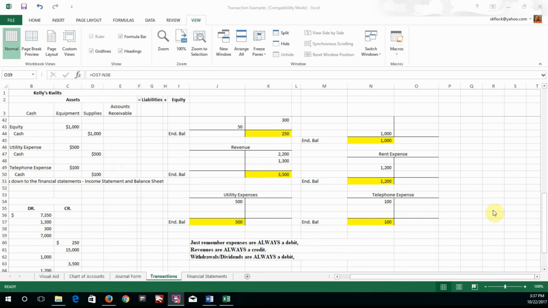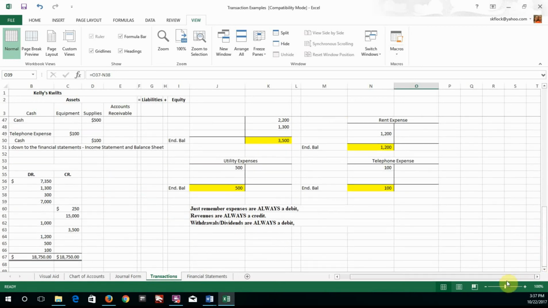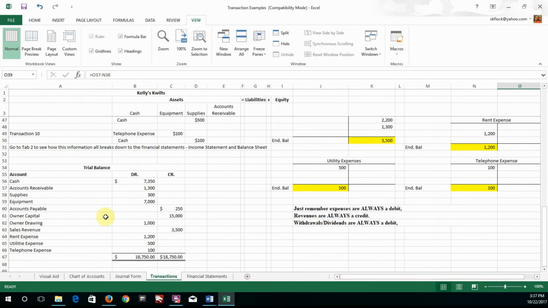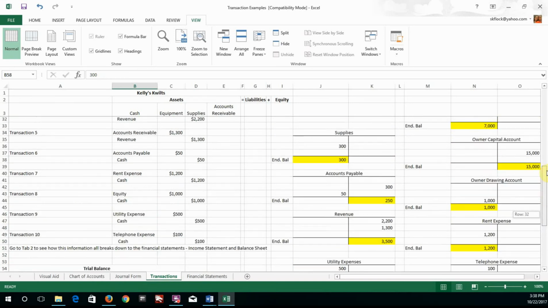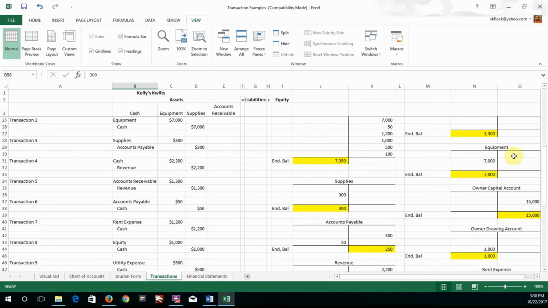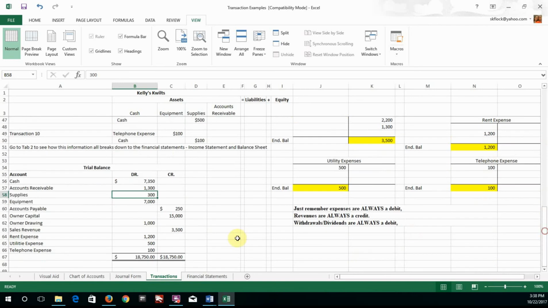Now, the last item before you get into creating the financial statements is to create your trial balance. The trial balance is just a summary of all of the accounts and what their ending balance is. Once you've done these T accounts, you can grab these ending balances and transfer them to the trial balance sheet.